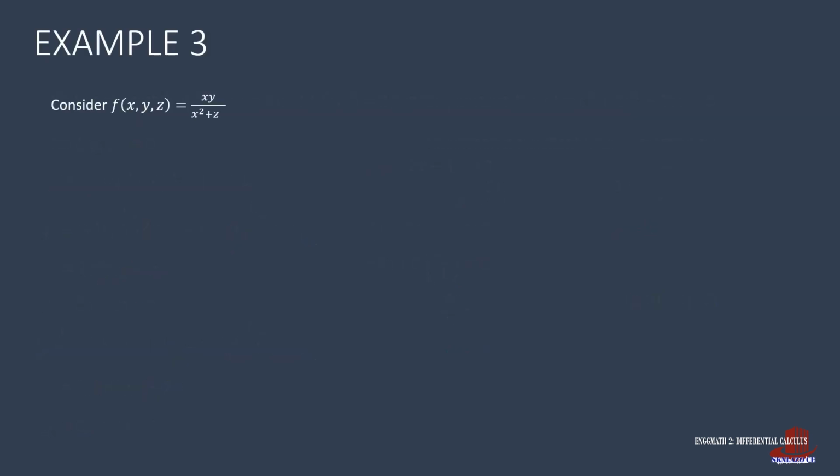Another problem variation for partial derivatives is shown in the next example. If the given function is xy all upon x squared plus z squared, we are to determine the derivatives with known coordinates -1, 1, and 2.